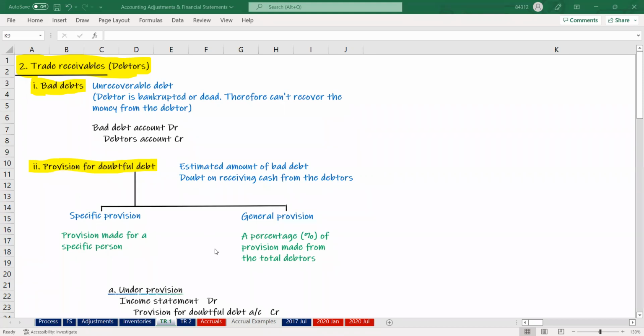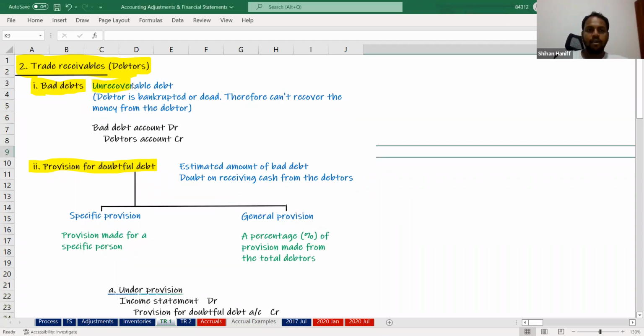Bad debt means the amount you cannot recover from the debtors. Unrecoverable debt. Either the debtor is bankrupt or dead. Therefore, you can't recover the money from the debtor. So this is a loss. This is an expense. So expense account debit, bad debt account debit, and you have to deduct from the debtors. Debtors account credit.